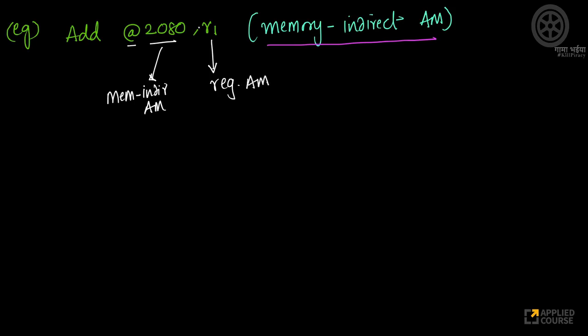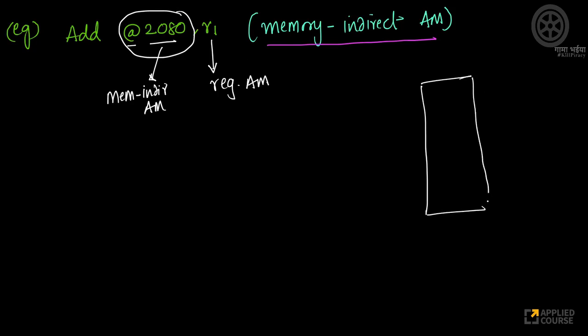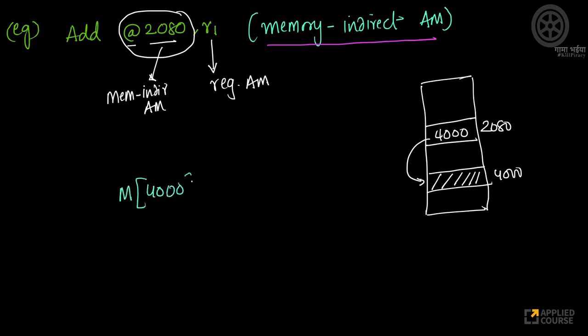Now how does this work? The moment it looks at this, there is ampersand 2080, so the control unit goes to main memory, to location 2080. Suppose within 2080, let's assume there is 4000. So it goes to address 4000. Here lies my data, so this is what will be used here. The memory value stored at 4000 will be equal to the memory value stored at 4000 plus whatever is the data stored in register R1. This is how this will translate.